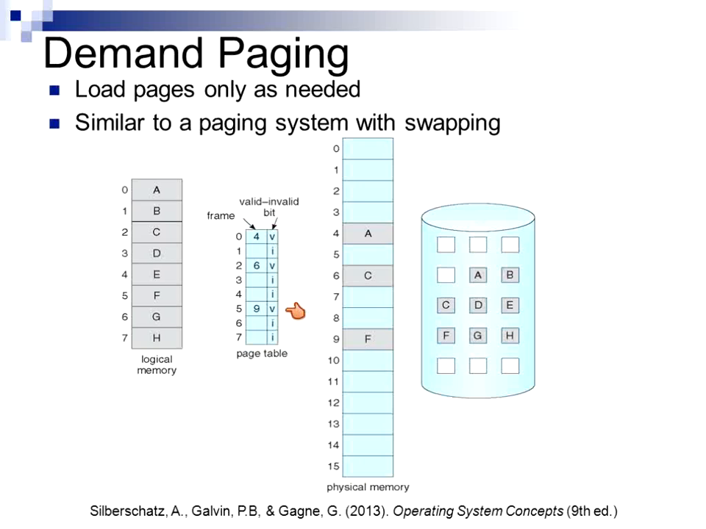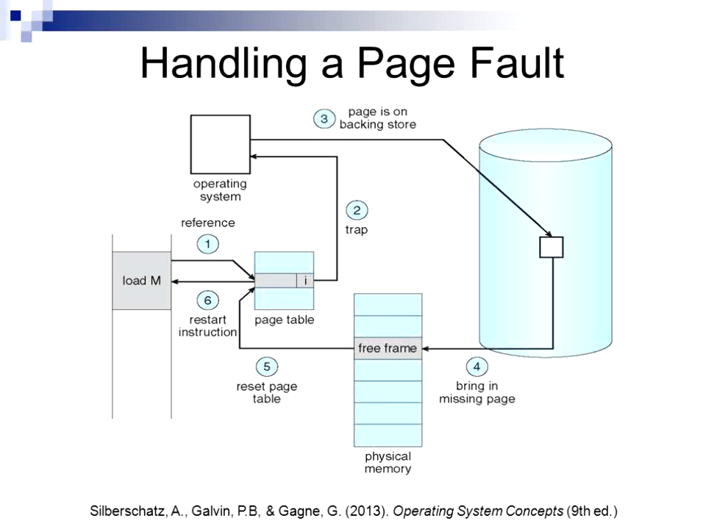When they're not valid, it might mean that it's a true memory error. You're trying to access something that your process doesn't own. But it also might mean that the page you want to access just isn't in physical memory at this time. Whenever the system has to go out to the disk and bring a new page into physical memory, that's called a page fault. Okay, so here's what happens when a page fault occurs.